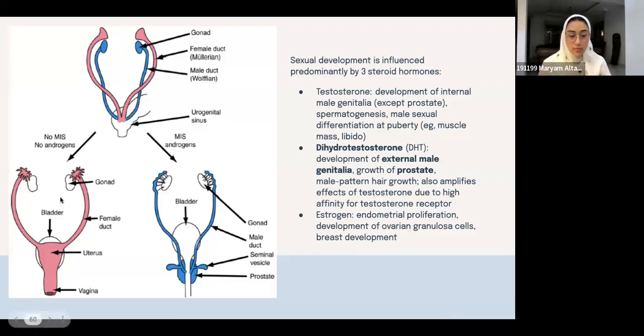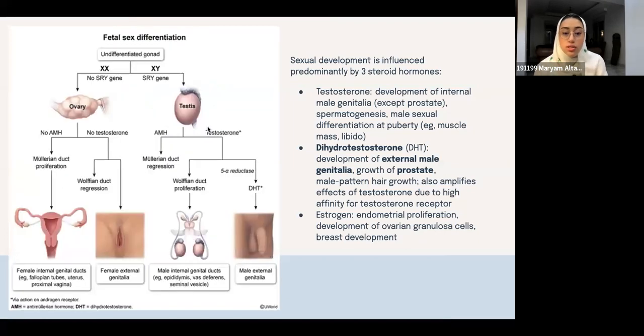the uterus, the vagina, everything. Okay? In terms of males, now, if you have your Müllerian inhibitory hormone or anti-Müllerian hormone, then the Müllerian duct is going to regress instead. It's going to disappear. And instead, your Wolffian duct is going to proliferate because you have testosterone. So you need two things. You need this AMH and you need testosterone. All right? So that's what's important for us to know.